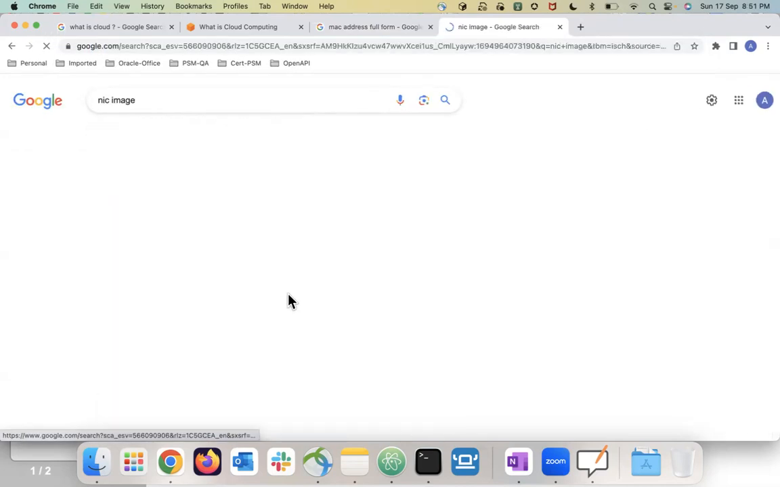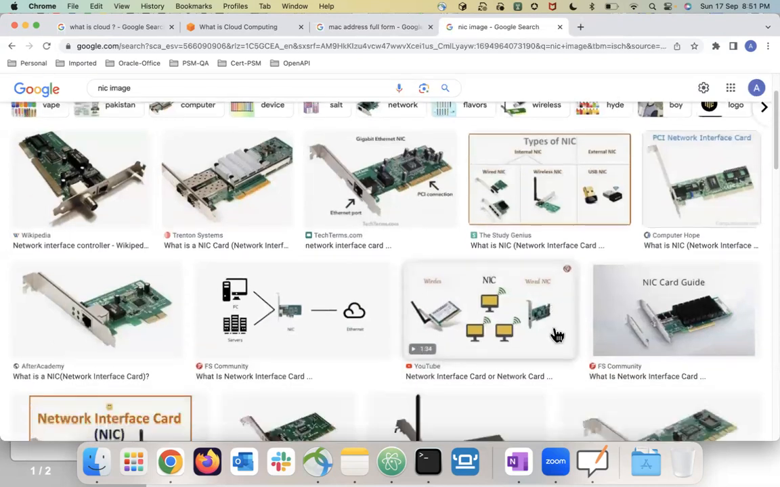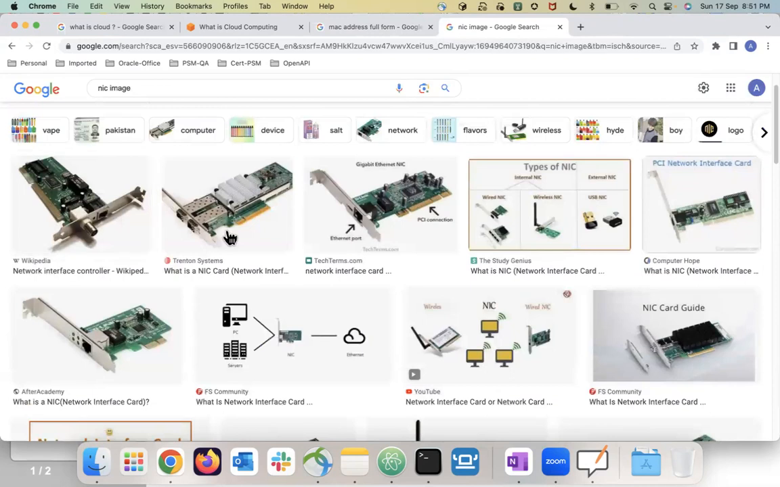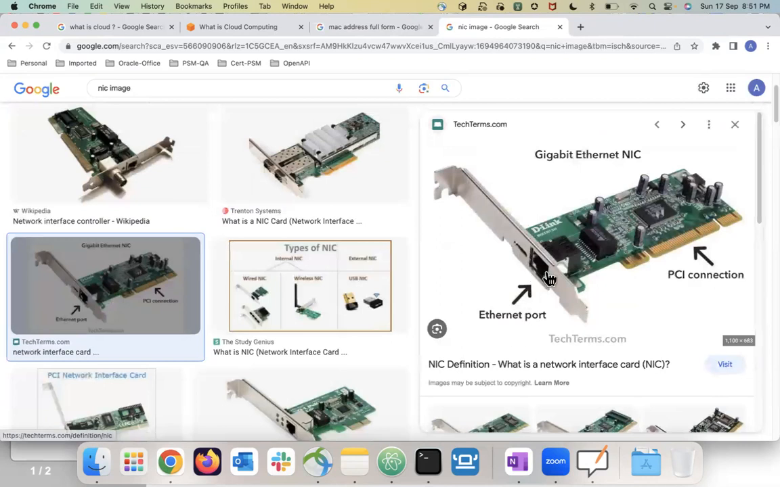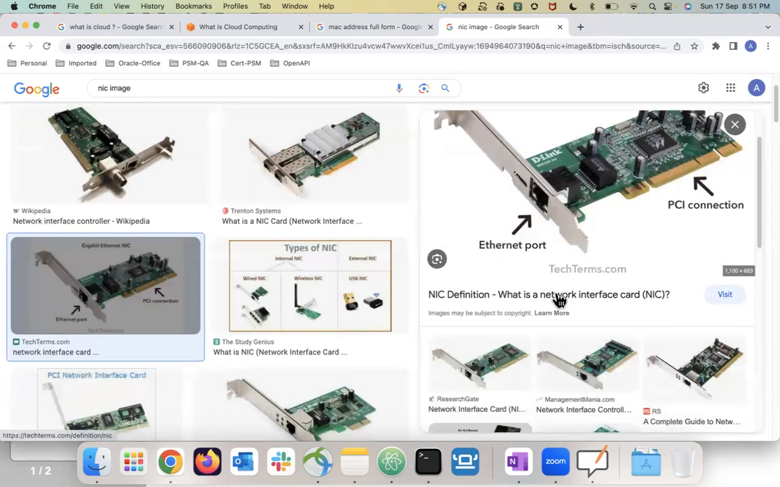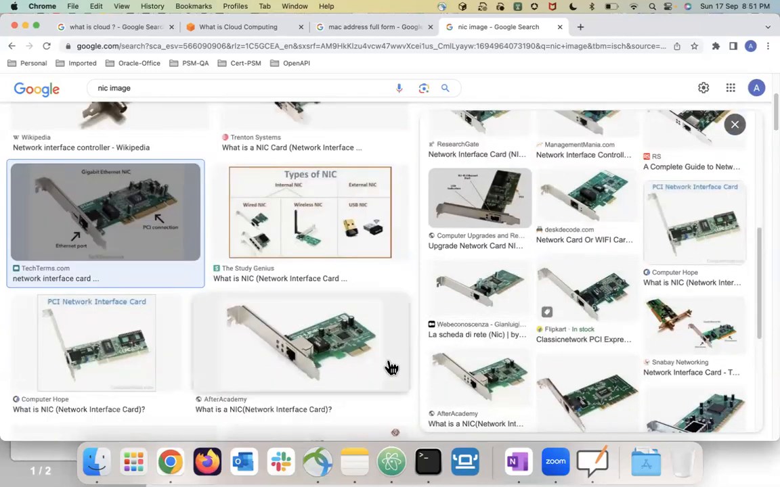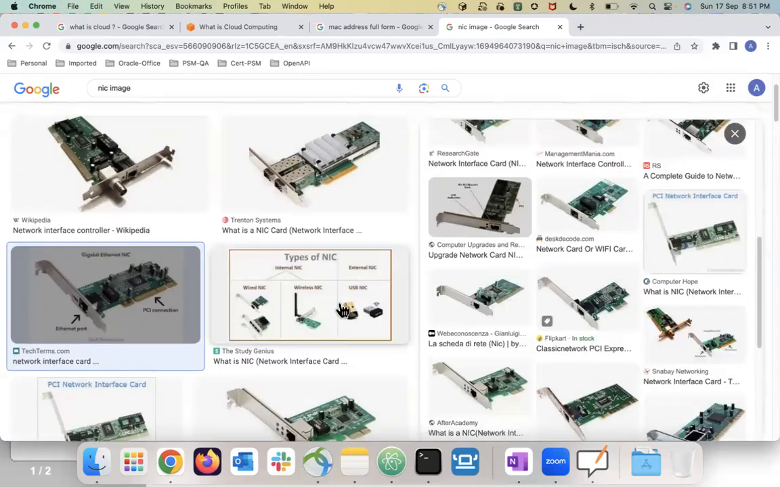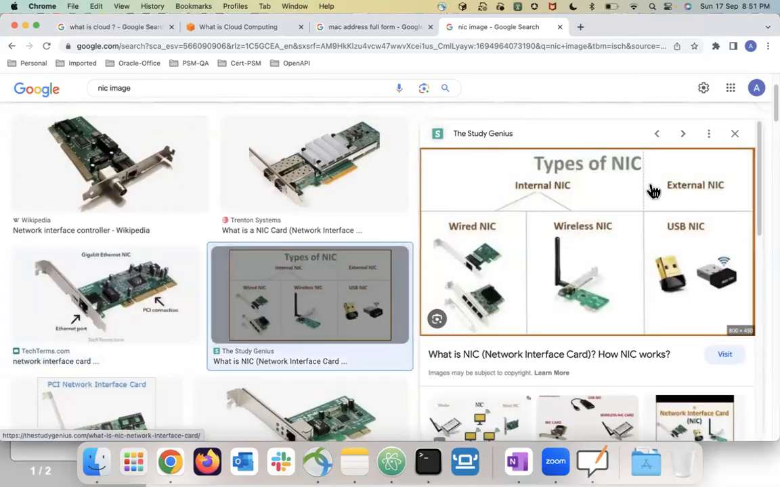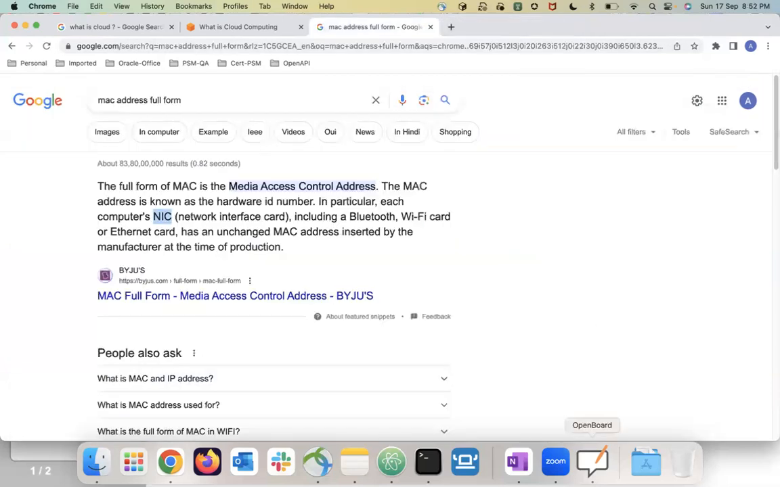If you see these images in a laptop, there will be one chip, this type of chip. This is called the NIC, a graphical Ethernet NIC, and this is the Ethernet port. This is the NIC, which is called the network interface card. Wired or Wi-Fi, we can connect through this. You can see the types of NIC: external USB NIC and wireless. This is a wireless NIC, and it is connected to this chip. So this is the NIC address, or the MAC address, whatever.